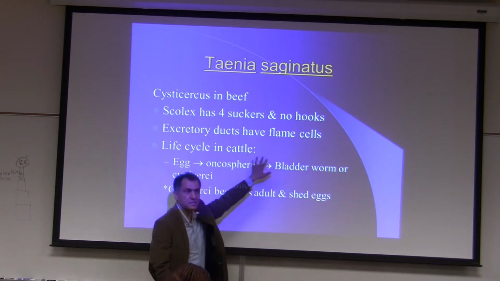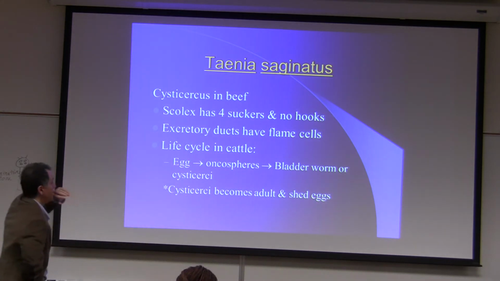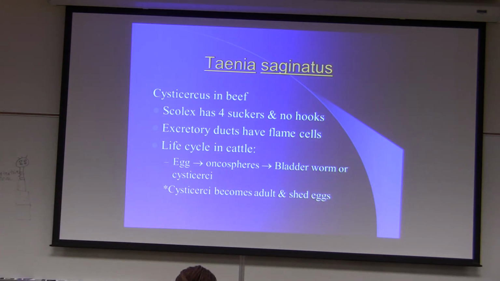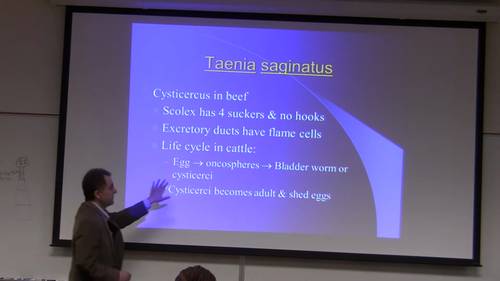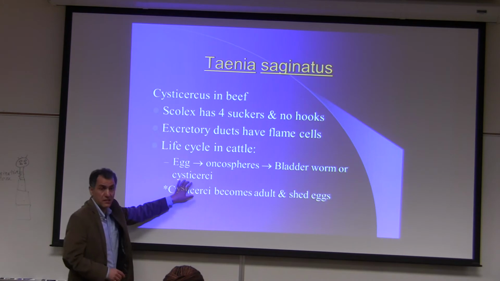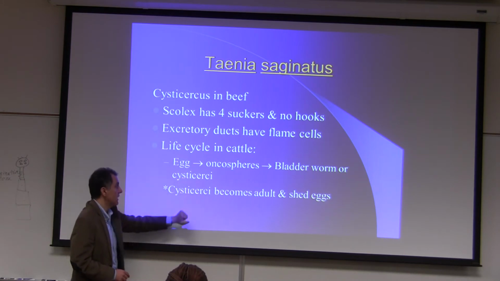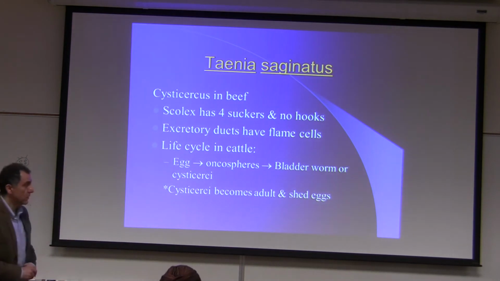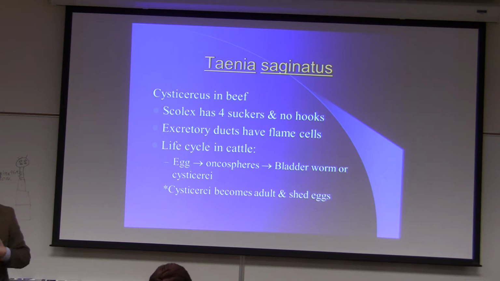Part of the excretory system, gets rid of waste. And life cycle in cattle: egg becomes oncosphere, oncosphere becomes bladder worm, or cysticercus. Cysticerci is the plural, and cysticerci become adults and shed eggs, of course, in humans. Let's look at the life cycle.